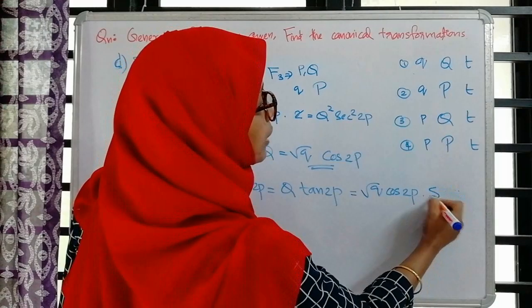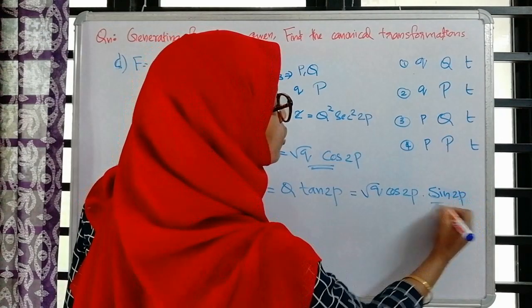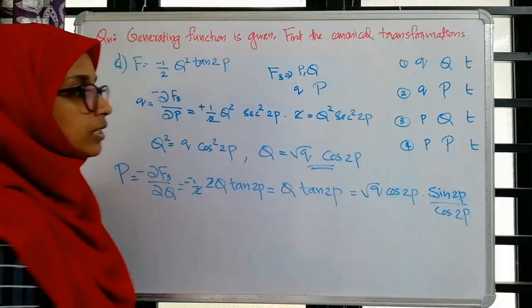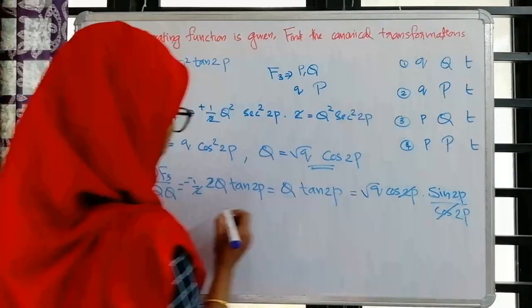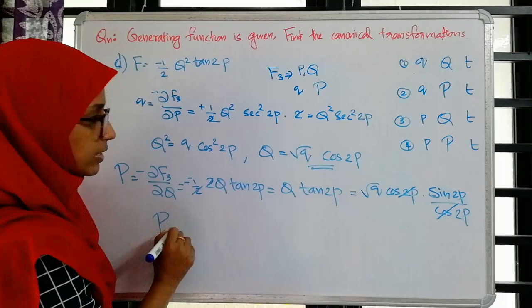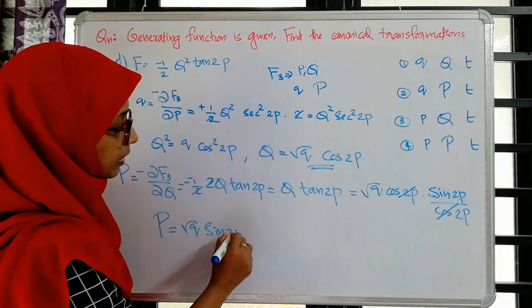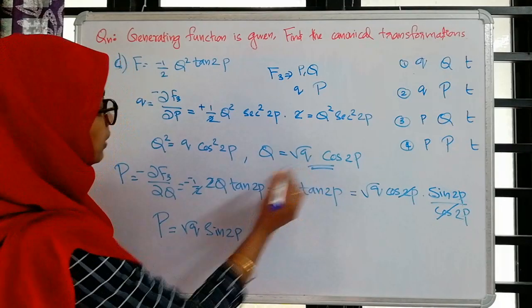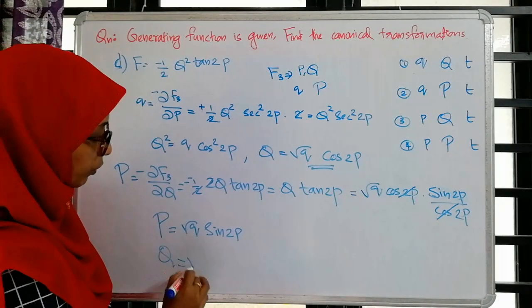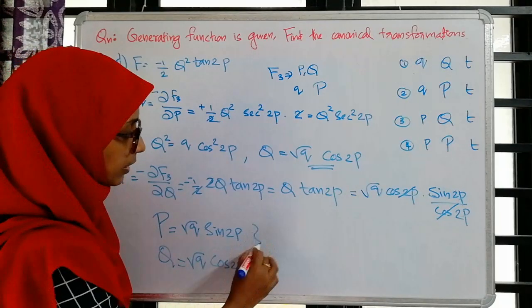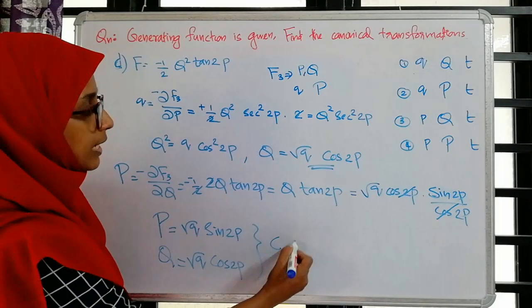Sorry, sin 2p by cos 2p. That's equal to capital P is equal to root q sin 2p. And also we derived capital Q is equal to root q cos 2p. These are the canonical transformations.